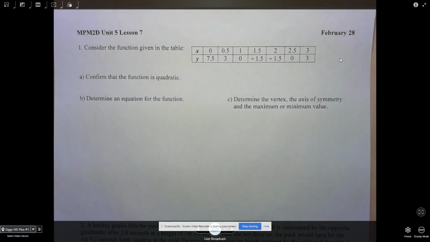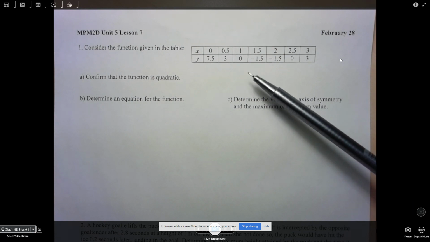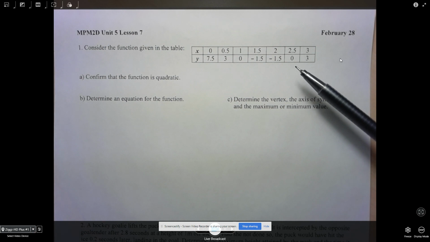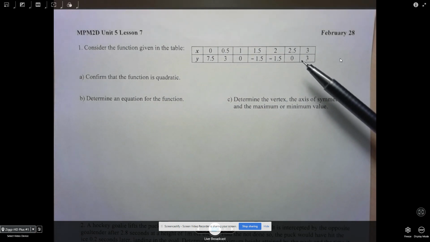Okay, so I'm going to ask you to take a look at number 1, where the information is given on a table of values. So the information is given numerically, and I'm going to ask you to eventually come up with an equation, so an analytical model for this function. Please stop the video now and take some time to work on this problem.